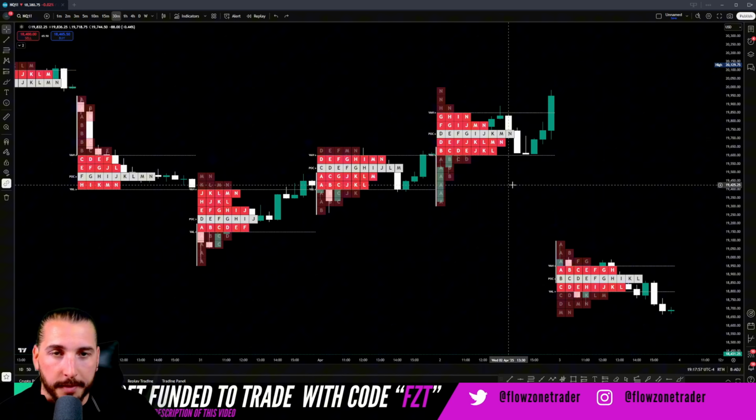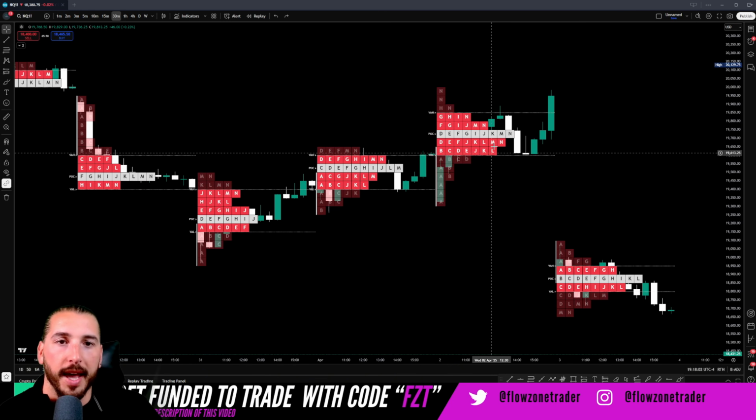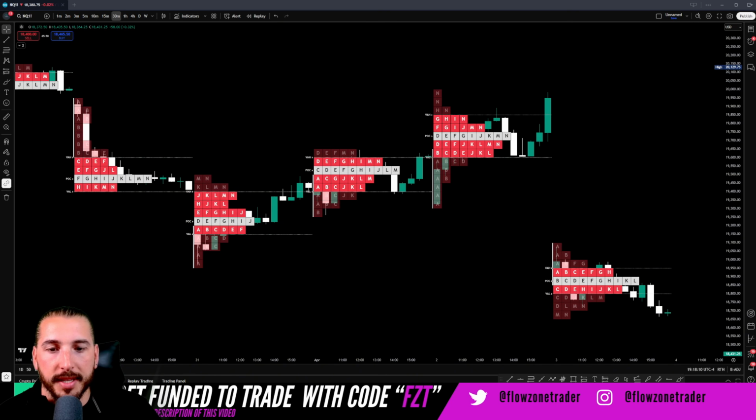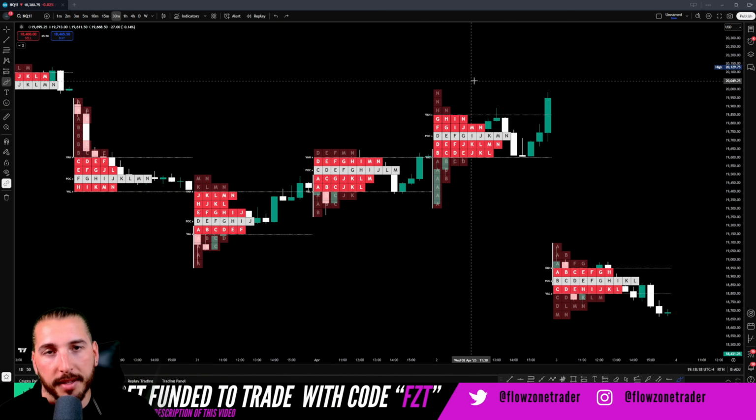The next thing is what's happening outside of value. Outside of value are basically auctions and failed auctions, aren't they? Very similar to initial balance, when we have what we call single prints. Single prints are where we just have single blocks. These are 2 single prints. Here you have 3 single prints, right? This is where the market has not spent a lot of time. So what does that mean? That means one of 2 things.